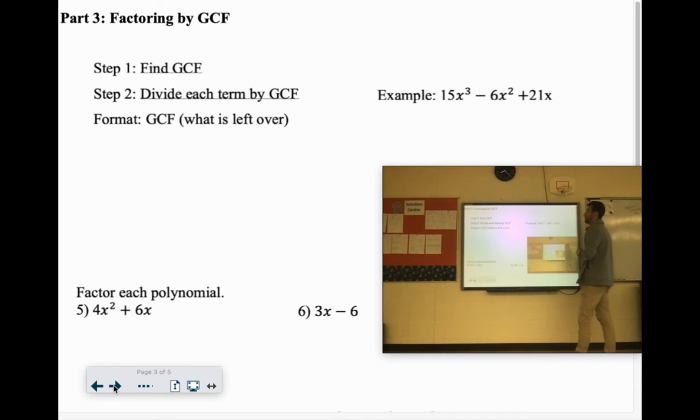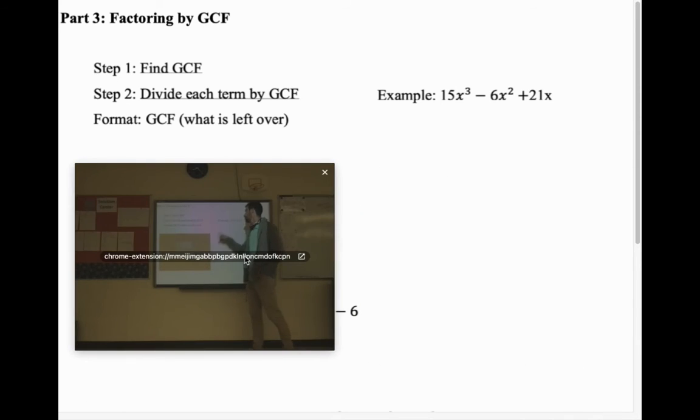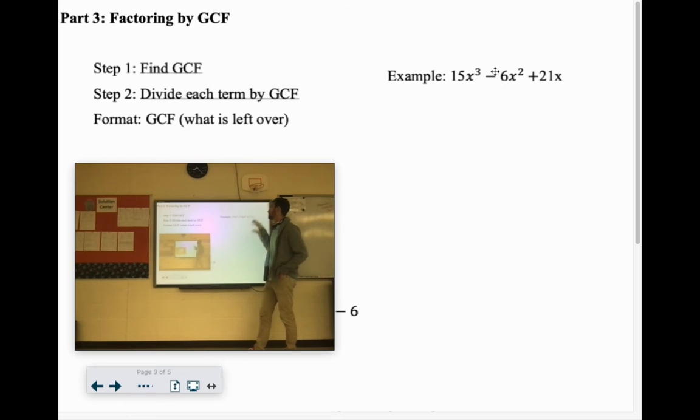Factoring by the greatest common factor. Step one, find the greatest common factor, and then divide each term by the GCF. So we'll see what we're talking about here. Our example is 15x to the third minus 6x squared plus 21x.